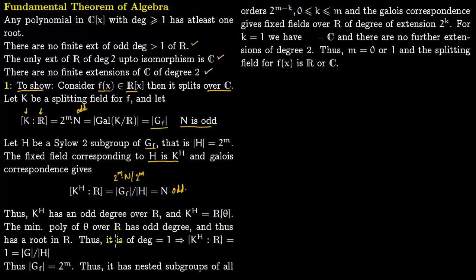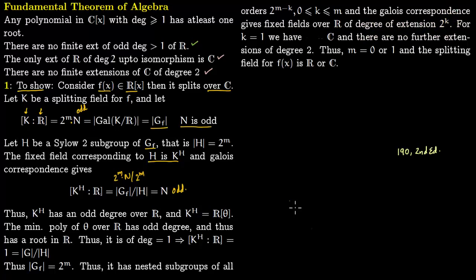In fact, this result that subgroups of all such orders exist, these nested subgroups exist, is true for all prime numbers, and you can find this result on page 190 of Dummit and Foote, second edition. So here we see that the Galois correspondence will give us fixed fields over the real numbers of degree of extension 2^k.